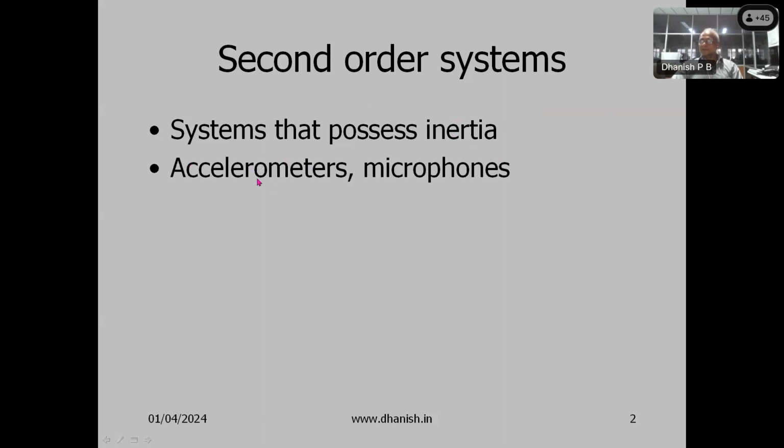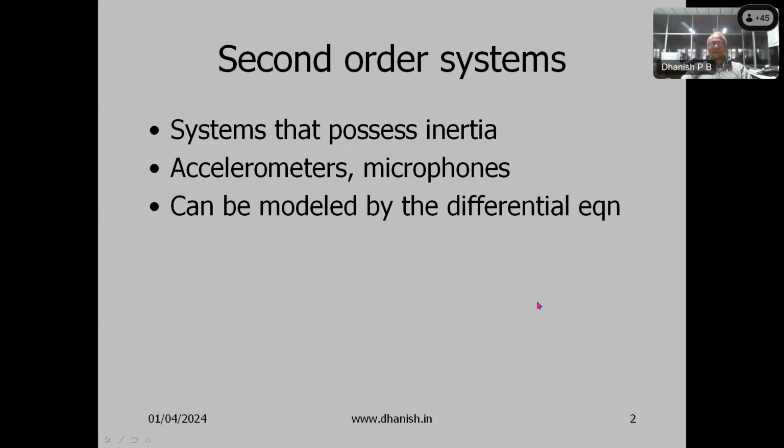So instruments which are modeled as second order systems are accelerometers, microphones, so for vibration measurement is important, sound measurement, microphones, noise measurement, then earthquakes, etc. Okay, so monitoring signals from there. So any dynamic signals are usually captured using such instruments.